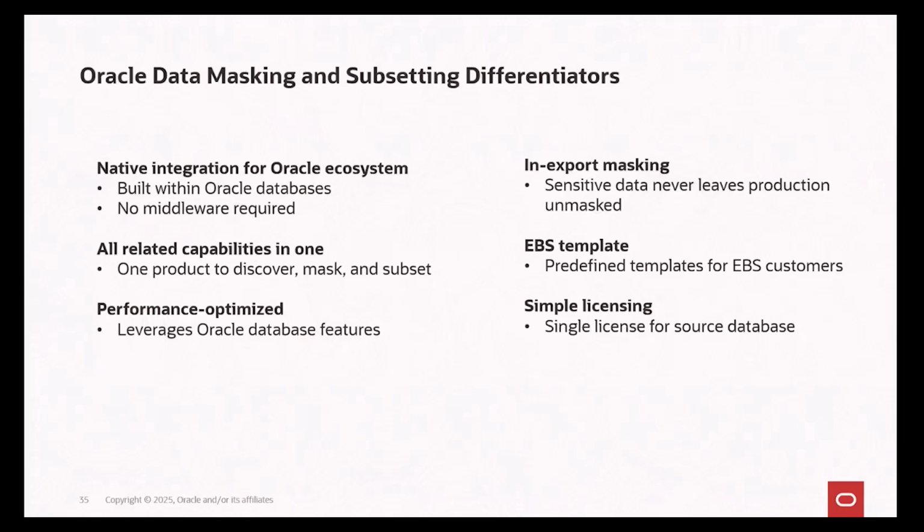Third one is performance optimized. DMS leverages Oracle's internal kernel features to run the masking or subsetting jobs efficiently, even on large data sets. So you don't have to sacrifice speed for security. Fourth one is export masking. With DMS, you can apply the masking directly during the data export. That means your sensitive data never leaves the production environment unmasked. So it's a huge win for compliance and risk mitigation.